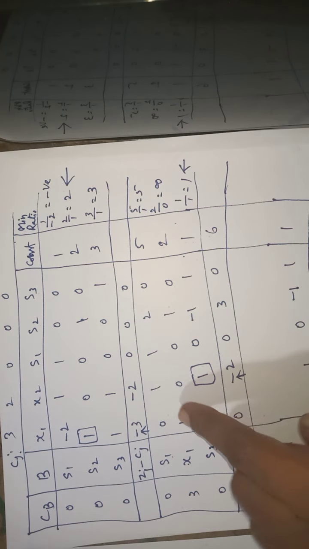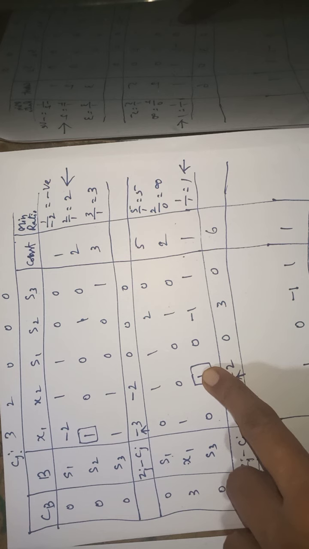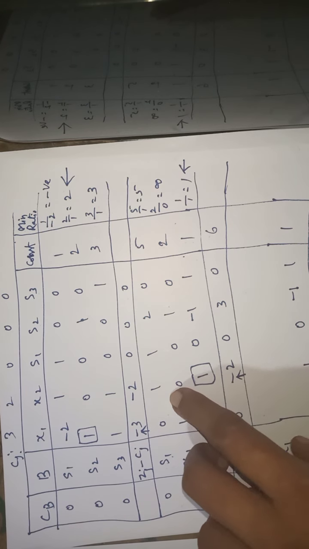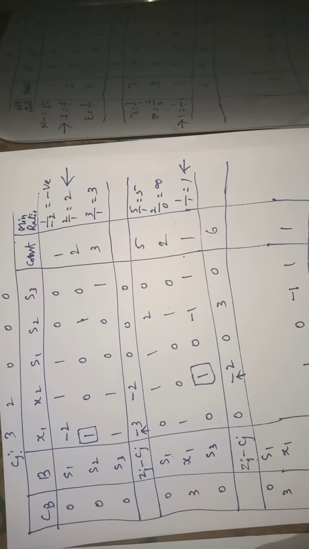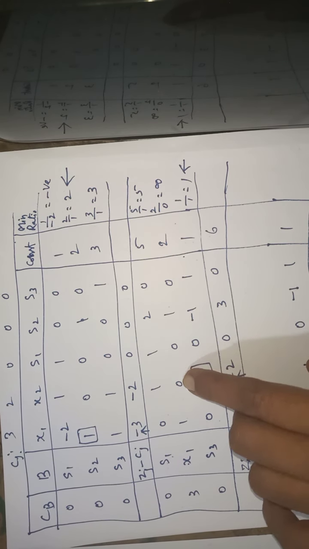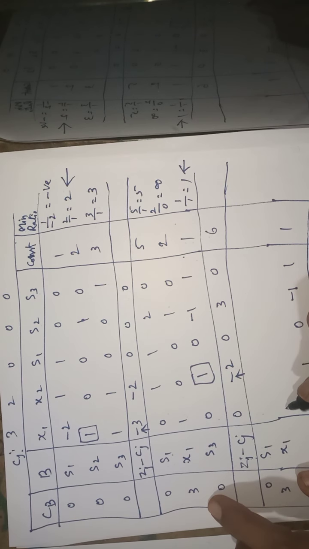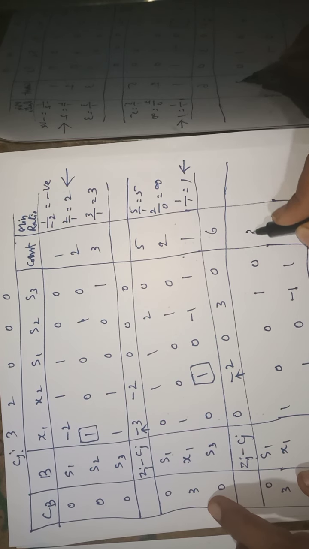The above elements: there are 2 rows above the pivot element, and these 2 elements we have to convert into zeros. The second row already has 0, so I am writing this one also as it is: 1, 0, 0, 1, 0, 2.